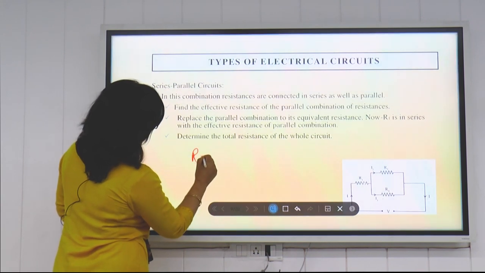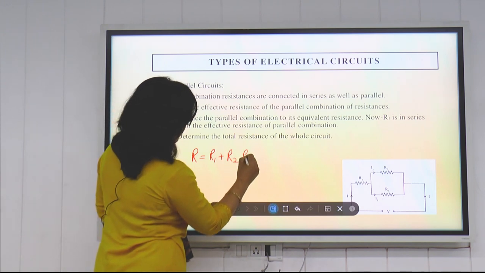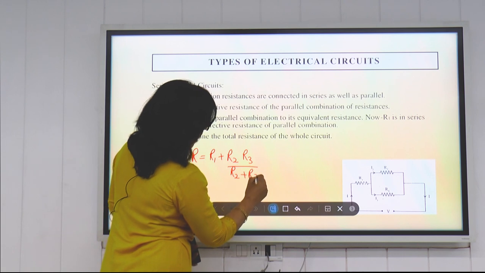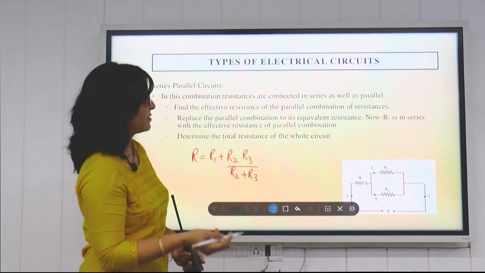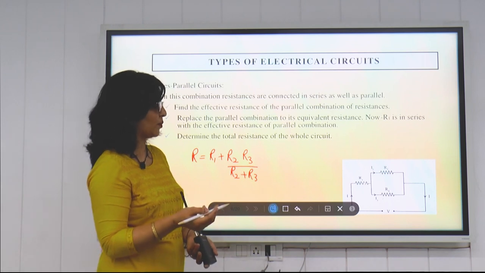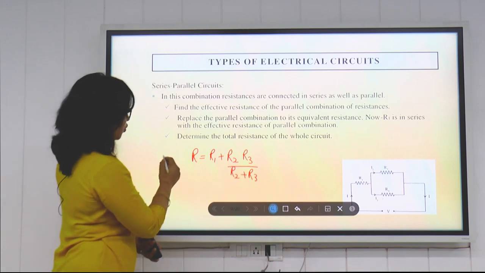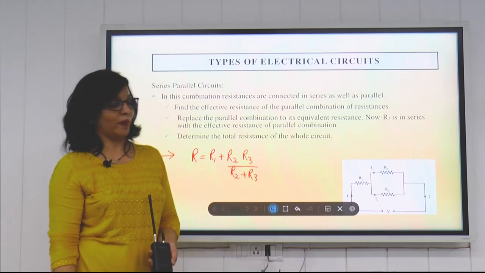Total R comes out to be R1 plus R2 R3 divided by R2 plus R3. As R2 and R3 are in parallel, the effective resistance of the parallel circuit is R2 R3 divided by R2 plus R3, which is in series with R1. Then the total resistance is R1 plus R2 R3 divided by R2 plus R3.